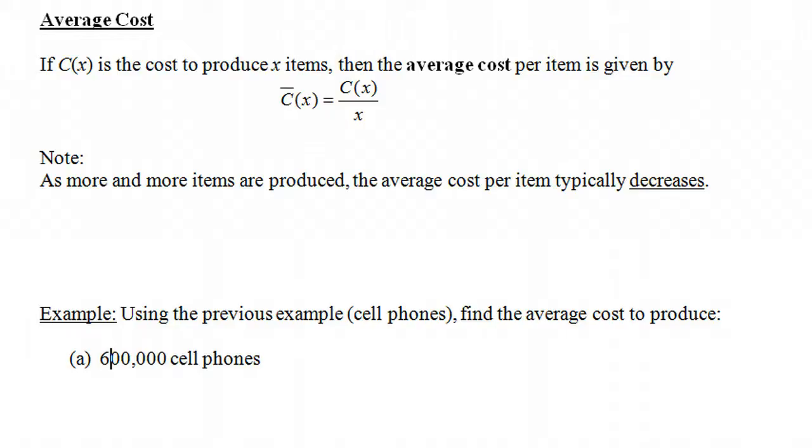Okay, and as a quick note, as more and more items are produced, the average cost per item usually decreases. The more items that you produce, the average cost per item typically decreases.